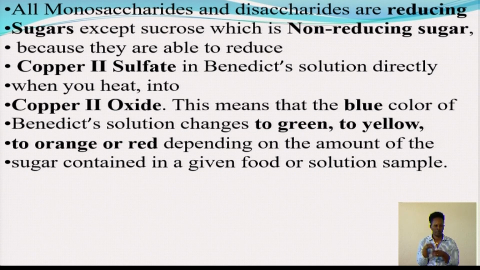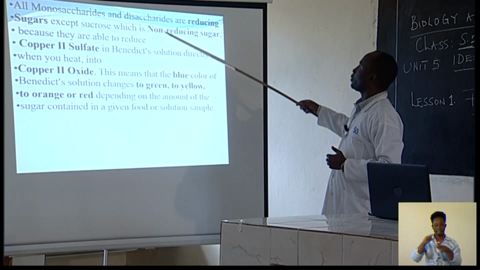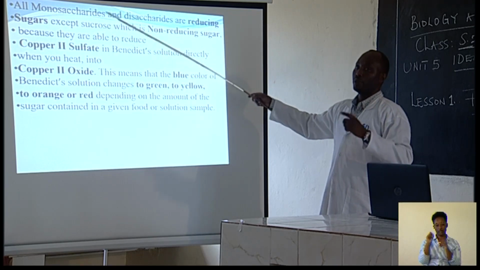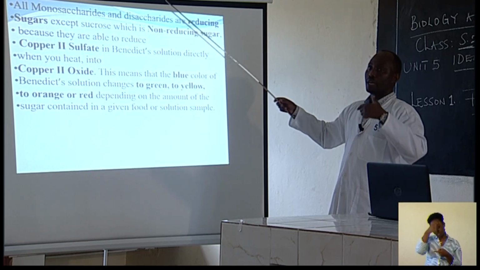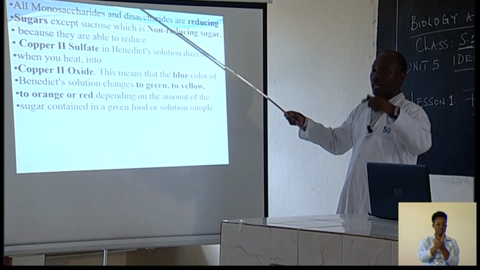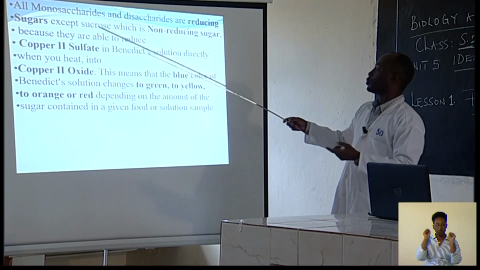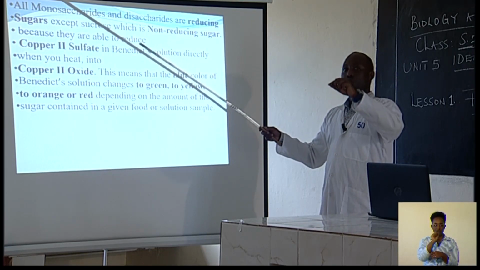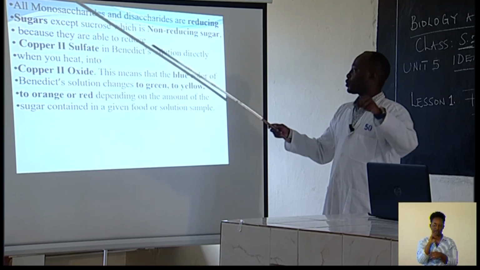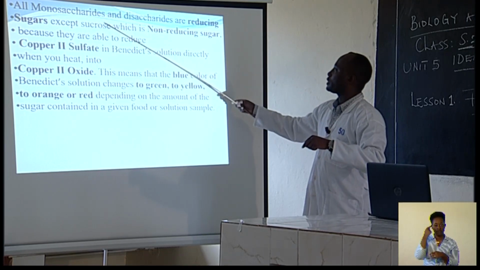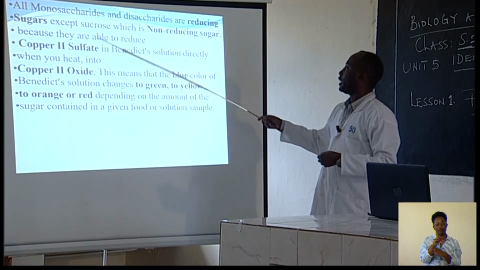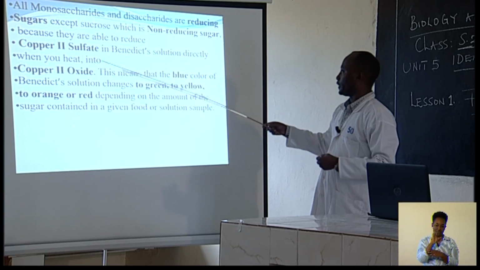Because sucrose is unable to be reduced, we use some chemicals in order to break it down into a monosaccharide. You reduce a non-reducing sugar to a reducing sugar. So sucrose, which is a disaccharide, has to be broken into a reducing sugar, or a monosaccharide.